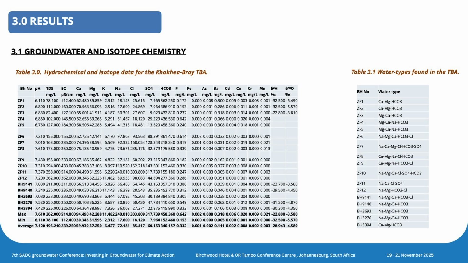The most dominant major ion that we found was bicarbonate, which verifies that carbonate dissolution may be the most dominant chemical process in the area. From table 3.1, we managed to derive around 11 water types from the boreholes that we sampled, with the predominance of calcium magnesium bicarbonate type and sodium magnesium calcium bicarbonate type. So onto the geophysics results.